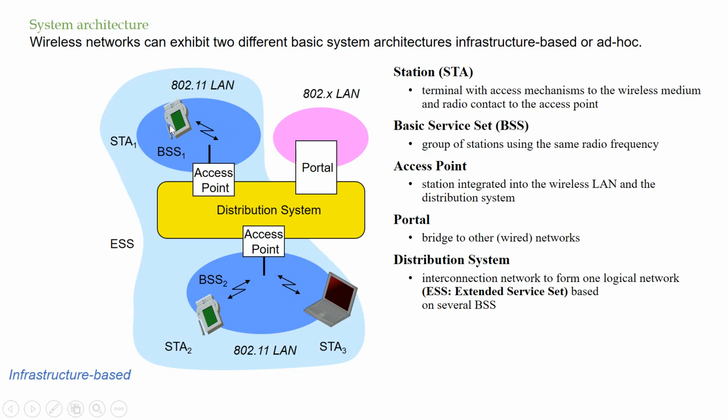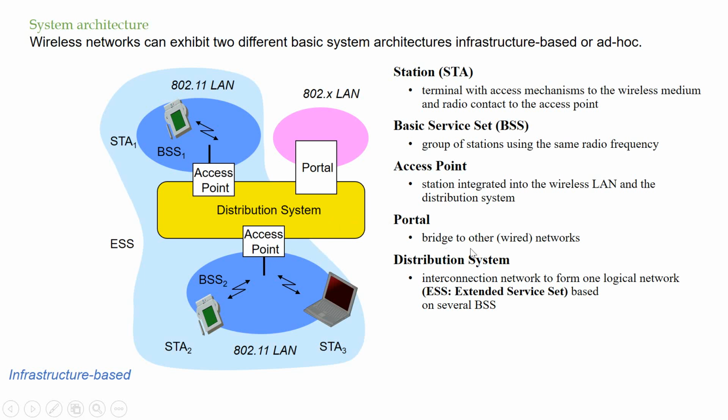BSS: if a group of stations are going to use the same radio frequency, we call it a basic service set. If a group of stations utilize the same frequency, we call that group a basic service set. Look here at the diagram, this dark blue region constitutes a basic service set. Then the access point: it is going to integrate one network with another network. Typically you could see all the antennas present over there.